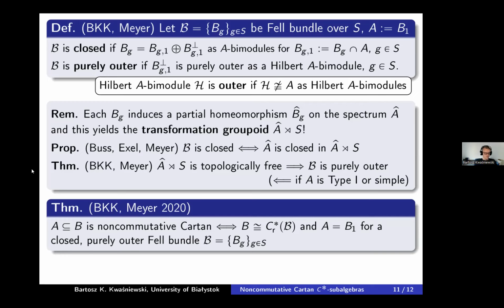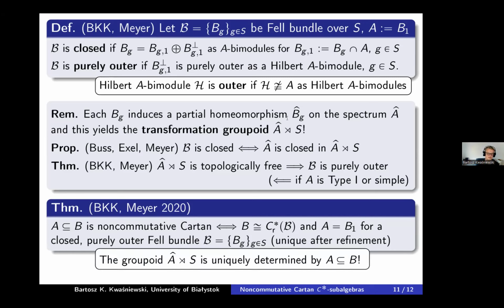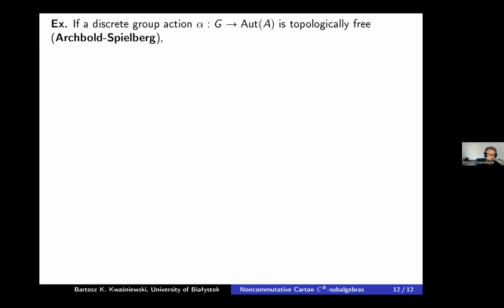And this remark gives us a lot of information, and gives us tools to give a lot of examples now. So this Fell bundle is unique, but only after some refinement, because this is like the choice of bisections in a groupoid. But this dual groupoid, this transformation groupoid, is uniquely determined by the inclusion. So any such non-commutative Cartan inclusion comes with this groupoid, which is unique. And now we can go to examples.